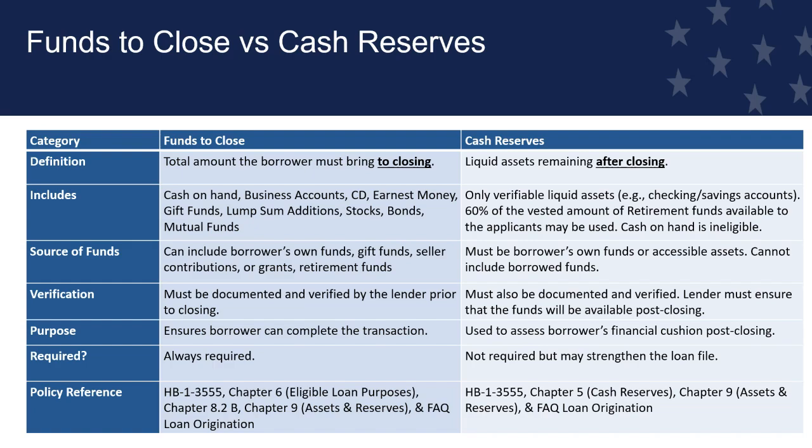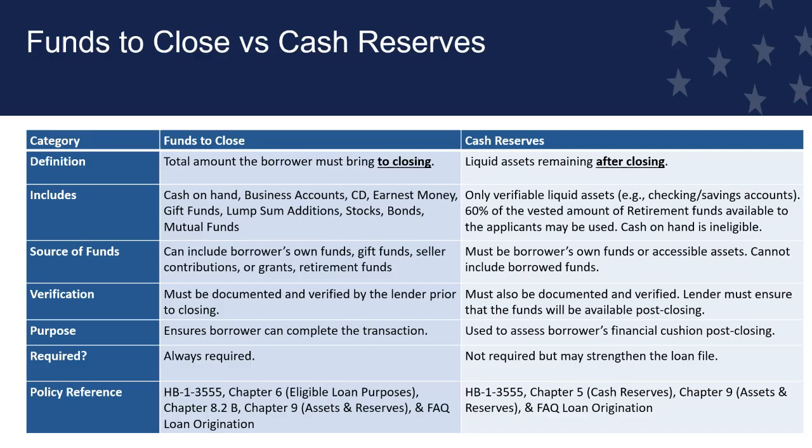Funds to close can be sourced from the borrower's own funds, gifts, grants, or seller contributions. Cash reserves, however, must be liquid and verifiable. Think checking or savings account. Retirement accounts don't count unless they're fully accessible. 60% of the vested amount available to the applicants may be used as reserves. Funds borrowed against these accounts are not eligible for reserves.